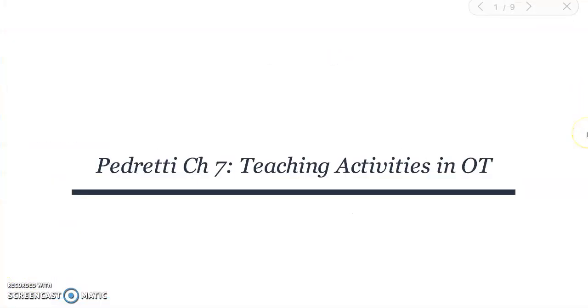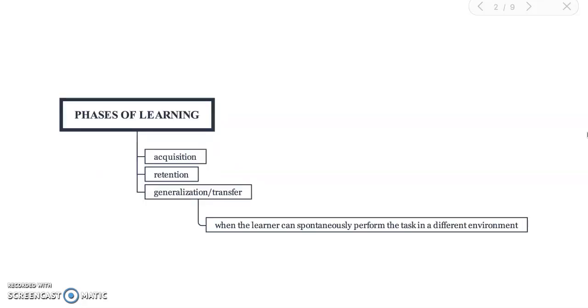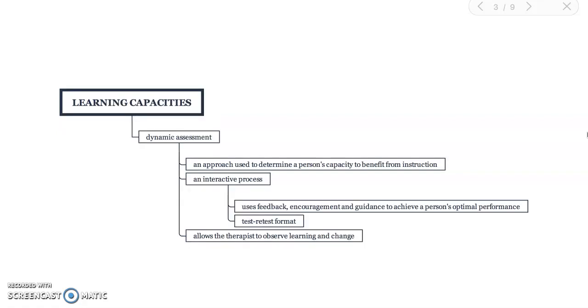Okay, so now moving on to Pedretti, Chapter 7, Teaching Activities in Occupational Therapy. There are three phases of learning. You have the acquisition phase, then retention, and then you finish off with generalization and transfer of learning, which is when the learner can spontaneously perform the task in a different environment.